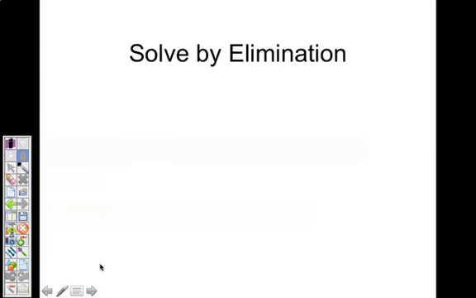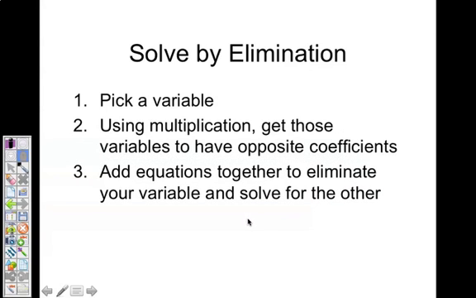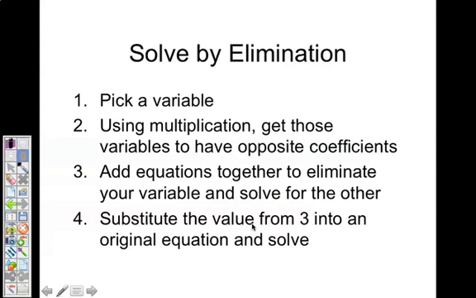The last type we're going to go over, the one that most people are most familiar with, is elimination. You're going to pick a variable, either x or y. Using multiplication, you'll get those variables to have opposite coefficients. Add the equations together to eliminate your variable, solve, and then substitute whatever you get for one variable into one of the original equations to find your other variable.